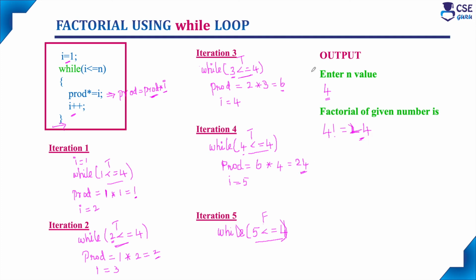Since we entered n equal to 4, we found the factorial of 4. Suppose if you give n value equal to 5, it will take one more iteration and print the value 120. 5 factorial is equal to 120. Likewise, for any n value, it will find the factorial of the given number, and the iterations are considered accordingly. Whenever the condition is true, it will allow the body of the loop to execute once. When the condition fails, it will not allow the body of the loop to execute, and control will transfer to the next statement in the C code. So this is the logic of the factorial function using while loop.